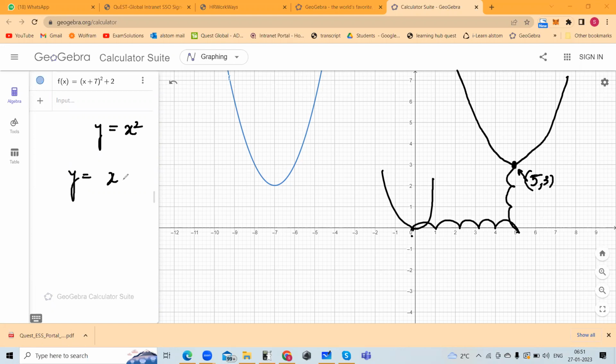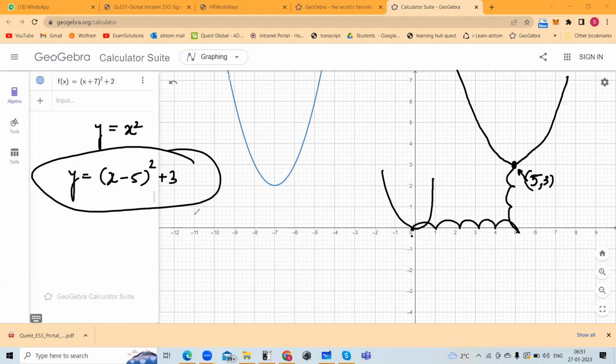y equals x plus 5 squared. That'll be the problem, because x plus 5 means you're shifting it to the left. Oh, x minus 5 squared, and then plus 3. Right, so this is the equation of the parabola which is here. So when you subtract from the x, it means you're going right. Exactly, that's what I told you.